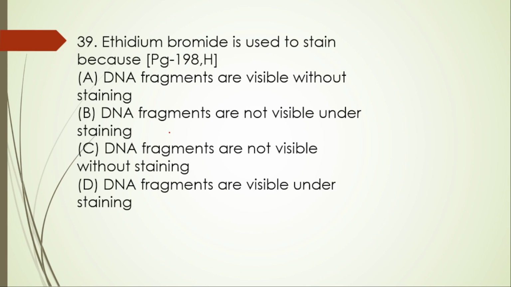Next, 39th one. Ethidium bromide is used to stain because DNA fragments are visible without staining, DNA fragments are not visible under staining, DNA fragments are not visible without staining, DNA fragments are visible under the staining. So here, DNA fragments are not visible without staining. So you can use ethidium bromide to stain the DNA.